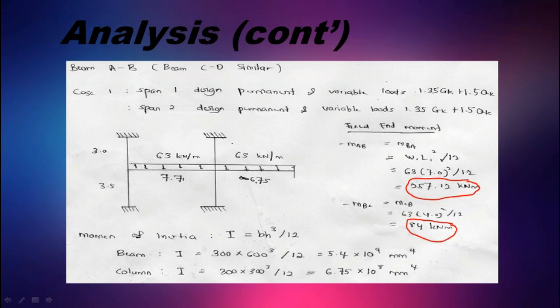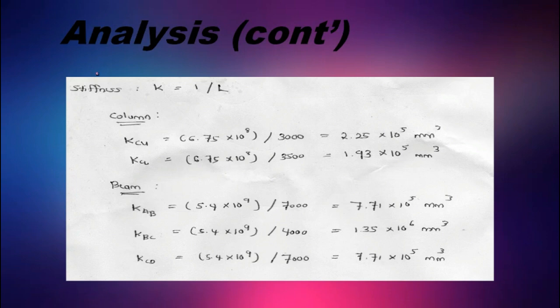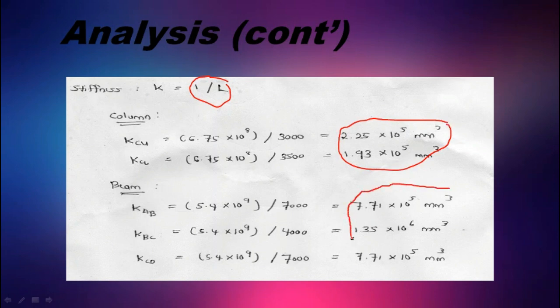After we have calculated the fixed end moment, we can proceed to calculate the moment of inertia, I, for both beam and column using the formula bh cubed over 12. Using this formula, we will be able to get these values. Next, we will calculate the stiffness K for both column and beam using the formula I over L, where I is the moment of inertia and L is the length of the member. By using this formula, we can get the values for the upper and lower column, as well as the beams in this section.